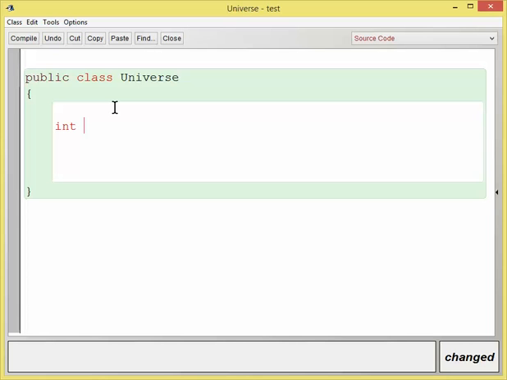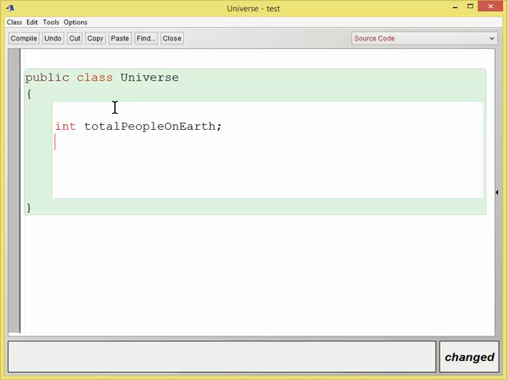It is a 32-bit storage in RAM. That gives us a huge range of numbers that we can use. And so, we could track all the people on Earth with this. So, if I want to say, okay, how many people are on Earth? Total people on Earth. And the integer would work just fine for that.